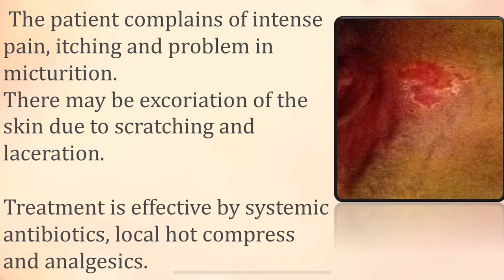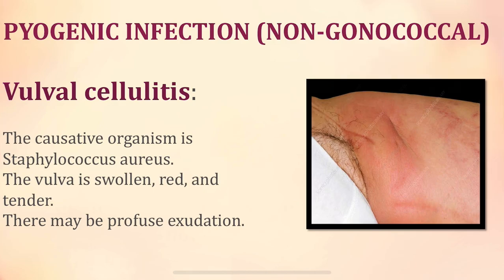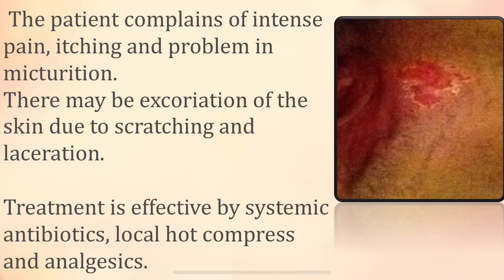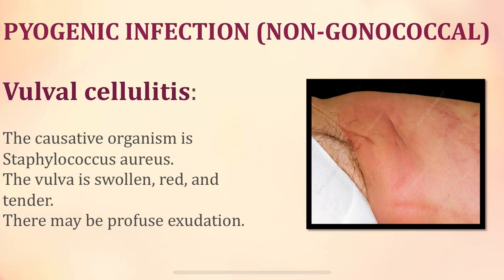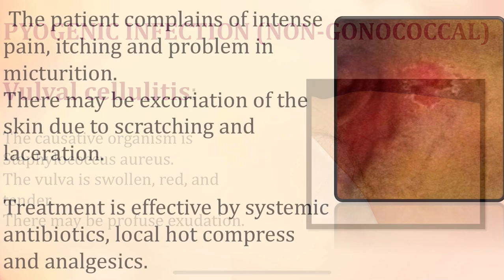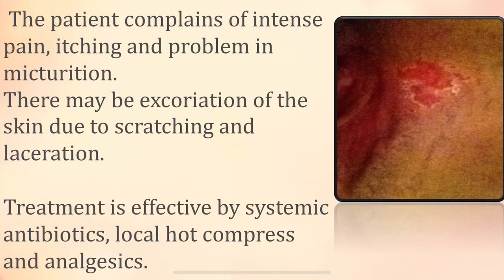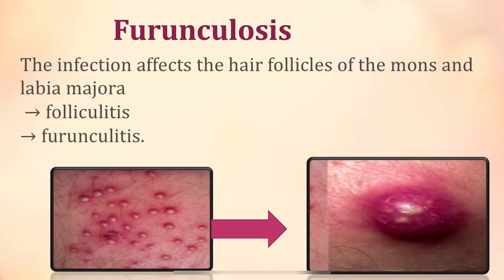The treatment for the pyogenic viral cellulitis could be systemic antibiotics. The local hot compress and the analgesics can also be useful. So the analgesics are given for the pain and antibiotics because it is Staphylococcus aureus, a bacterial infection. Then we have the hot compress which can also give some relief to the patient.